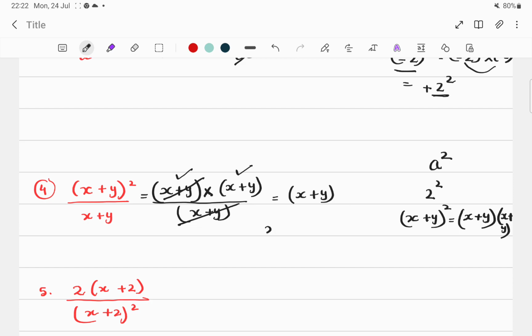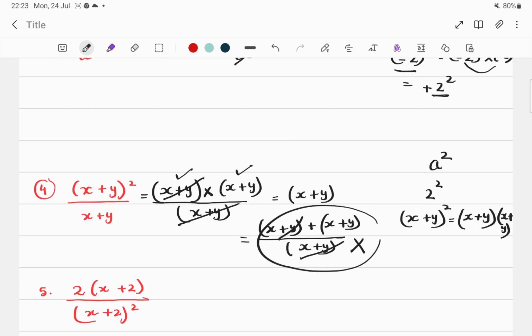If instead of this it is something like x plus y plus again x plus y, divided by x plus y, then I cannot cancel like this. Then this will be wrong. It is explained in the previous video also.